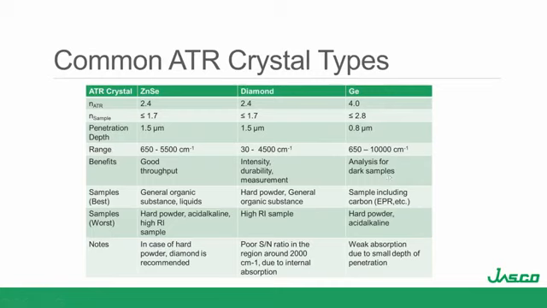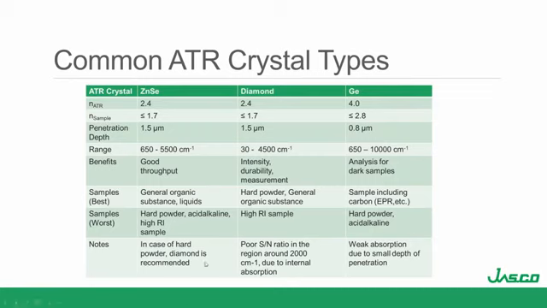So that small path length is actually a benefit here because the dark samples absorb a lot of the light, and the more that you go into the sample, the more light gets absorbed. So it's good for samples such as EPR, any of the carbon samples, black samples. Diamond's great for hard powders because, like I said, it's robust, so you can put a lot more pressure on it. And then zinc selenide is used for just general organic substances and liquids.